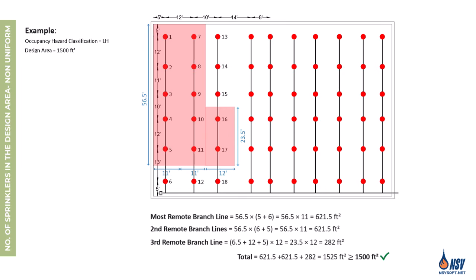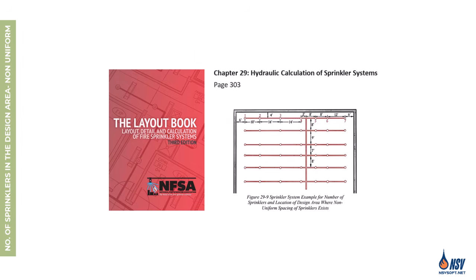As mentioned earlier, when sprinklers are non-uniformly spaced, there are alternative methods for calculating the number of sprinklers in a design area. For example, in the method introduced by NFSA in Chapter 29 of the Layout Book, 3rd edition, the number of sprinklers in the design area is determined using the S and L rather than the halfway point method. This technique aligns more closely with the S times L rule. Since these methods may yield different results, it is essential to consult with the authority having jurisdiction to ensure compliance and obtain approval.